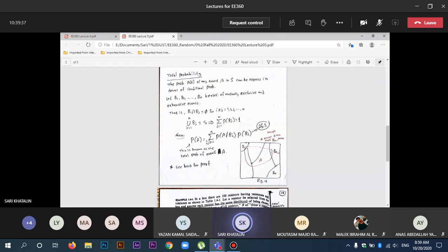So that's all we need to know. The total probability for A, where A is depending on these events, B1 through Bn, is given in this equation. So you take the probability of A given Bj times the probability of Bj. We will see this again next time, when we talk about another topic, where we will use this equation.